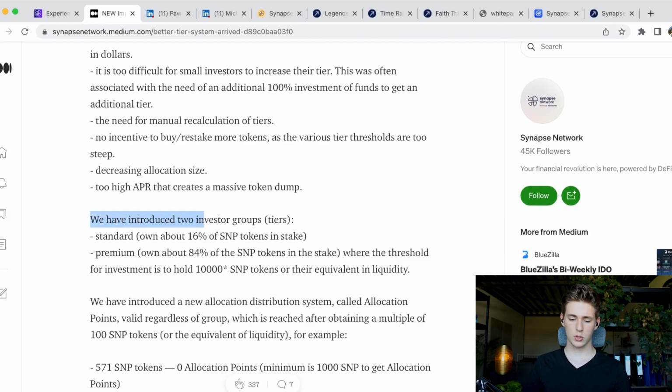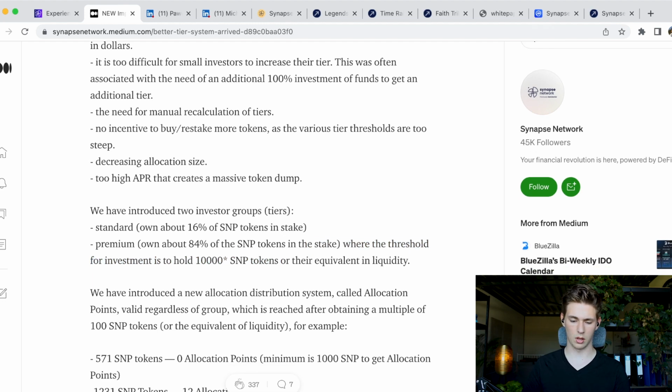We see here they've introduced two investor groups. These are going to be the tiers. There's one group called Standard, owning about 16% of SNP tokens in stake. And then we have Premium, owning about 84% of the SNP tokens in stake, where the threshold for investment is to hold 10,000 SNP tokens for their equivalent in liquidity.